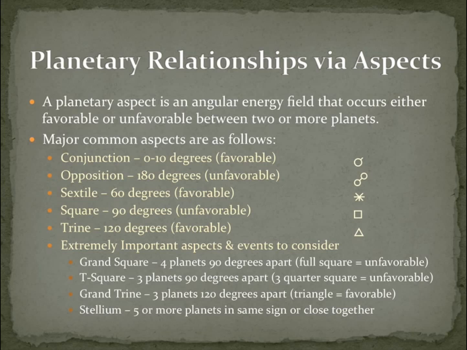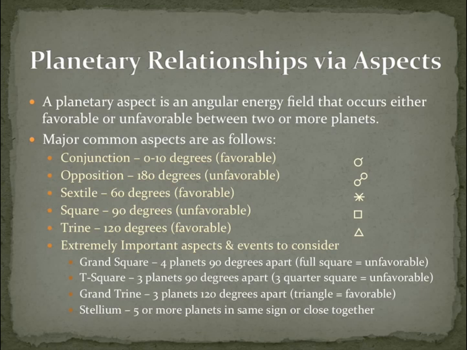Following the T-square, we have the grand trine. This is a highly favorable aspect. It involves three planets that are 120 degrees apart and form a large triangle in the chart. As in the case of the grand square, you can see this aspect in the chart by drawing lines between the planets involved. This aspect brings great fortune to the houses involved, and/or it lessens the negative issues that may be present.